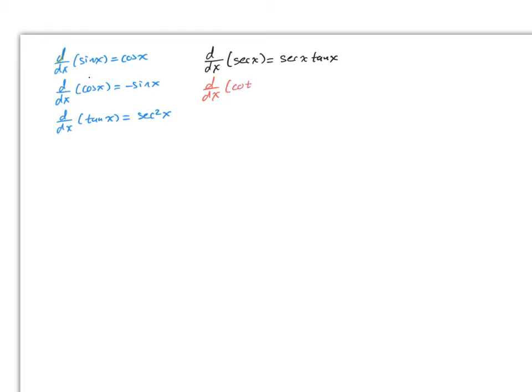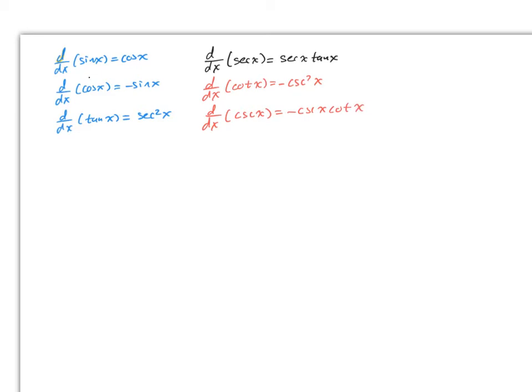The derivative of cotangent x is minus cosecant squared x, and then finally the derivative with respect to x of cosecant is minus cosecant x cotangent x.